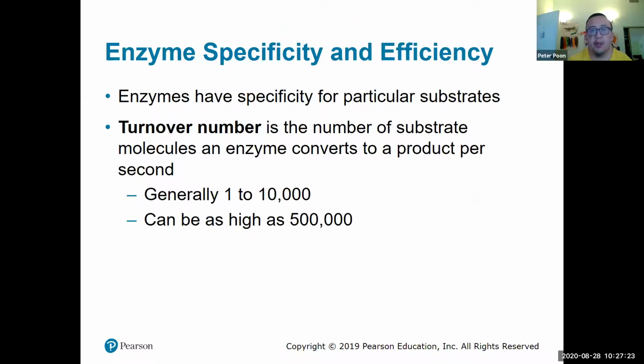Okay. Turnover rate is how fast the enzyme actually works. It usually works pretty fast. One per second is really low. It's more like 10,000 per second. Okay, it can go as high as 500,000 per second.